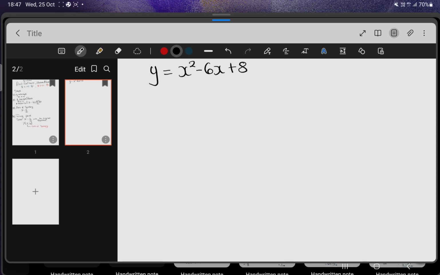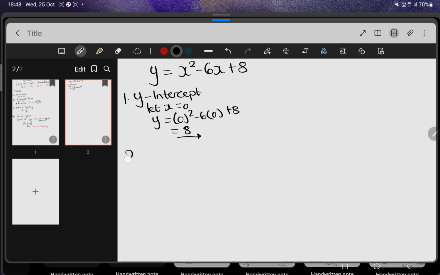What we need to do is draw the graph. Where do we start? We start from here. What is our y-intercept? Remember, for the y-intercept we normally let x be equal to 0. Then y equals 0 squared minus 0 plus 8. So this graph is going to cut at 8. Then number 2, what is the x-intercept?